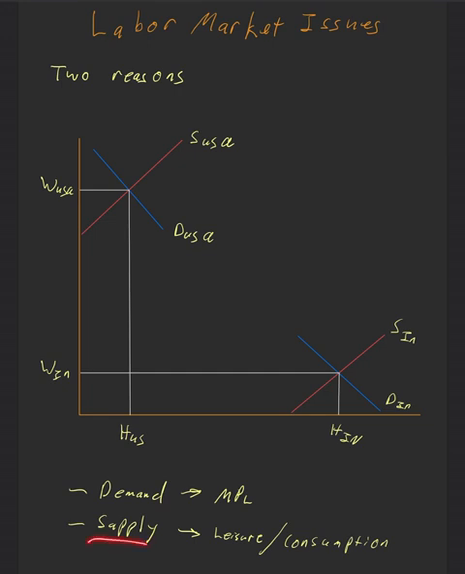Okay? The supply curve represents the leisure consumption trade-off, just as before. In the United States, we have very high trade-off between the leisure and consumption, right? And we have to have high wages in order to induce us to give more hours. And in India, as you might imagine, that would be lower.